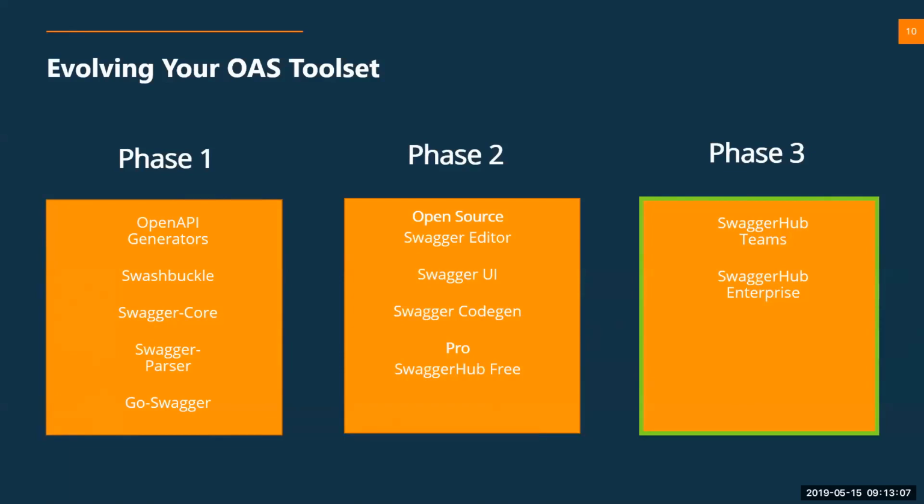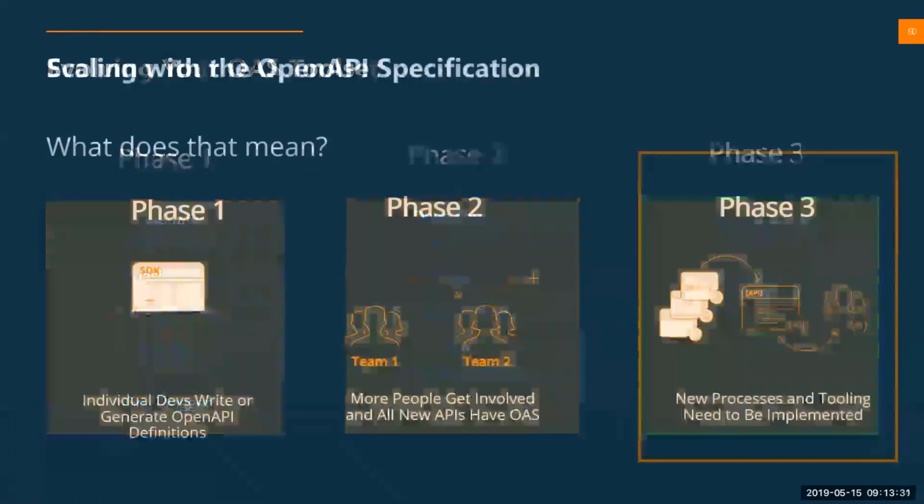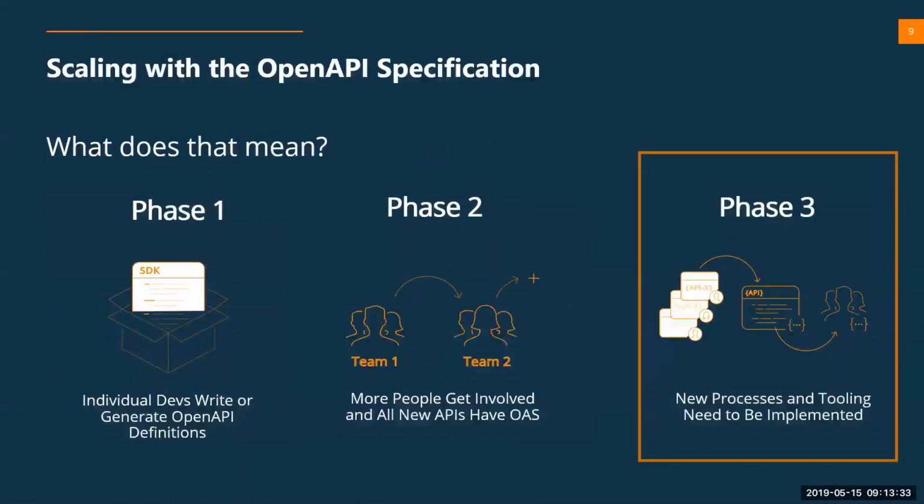As far as I know, all of the tool sets there are open source, so you can find them on GitHub in repositories. These are the types of libraries you can add to your services to generate OpenAPI specifications. With phase two, you might be looking at slightly more advanced tooling, but still open source. The tools listed there are the open source Swagger tools specifically. So now more people are getting involved.